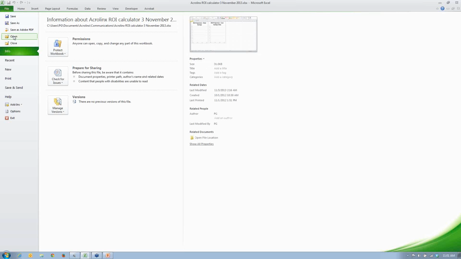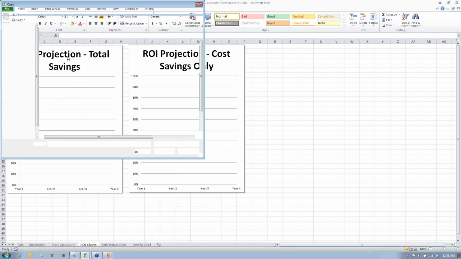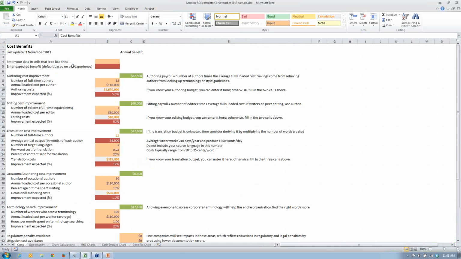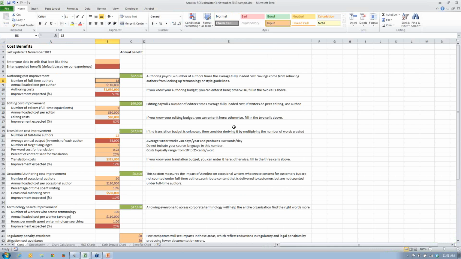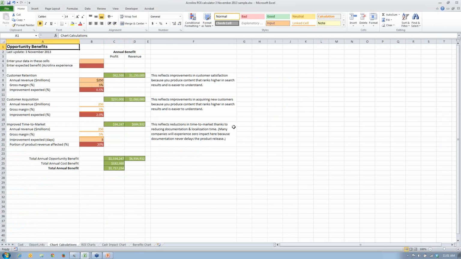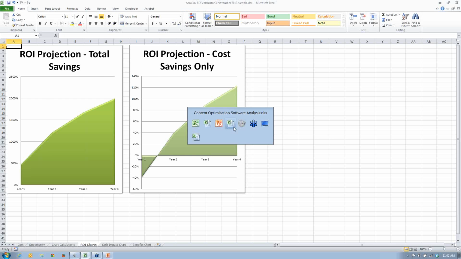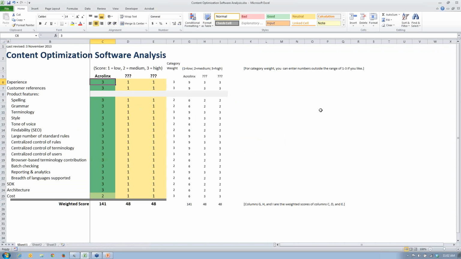Somewhere in here I can open up, I think I can go to some sample data right here, and you can see we've filled in numbers in all of these spaces on the cost page, on the opportunity benefits page, and then there's the ROI charts you saw in the presentation. So I know that was quick, but I hope that was at least useful as an overview for how to use these spreadsheets. Now, the other spreadsheet I wanted to show you was this comparison spreadsheet.